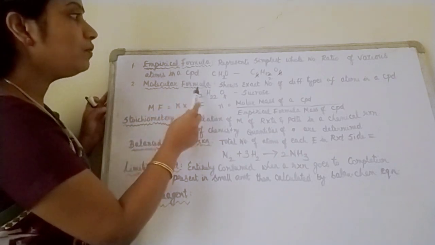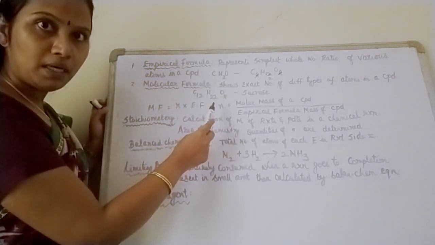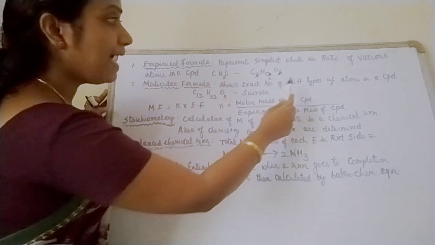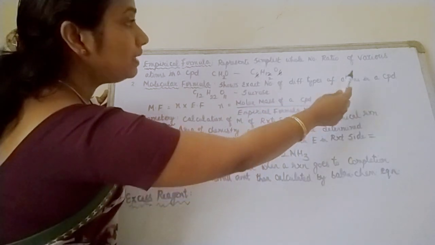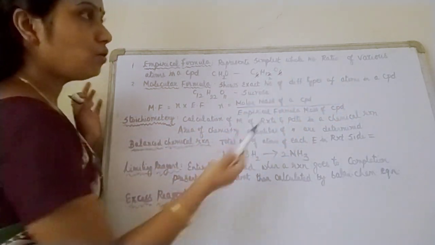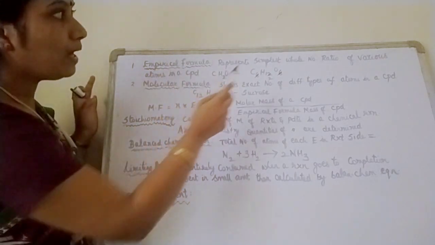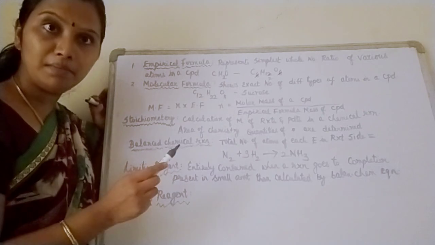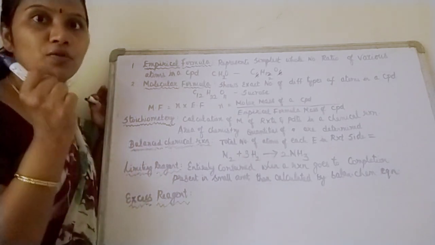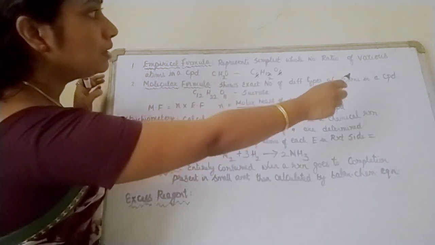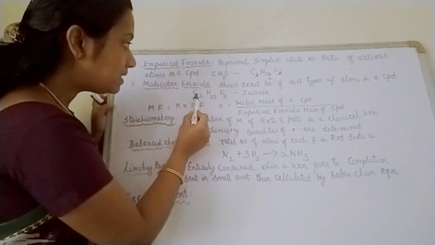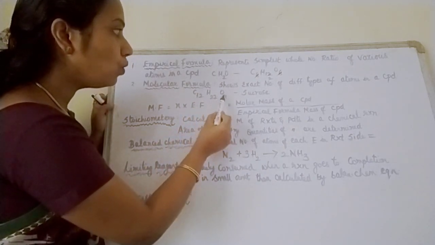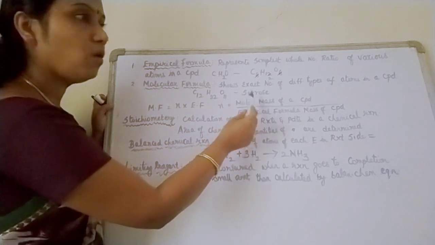What is molecular formula? Molecular formula shows the exact number of different types of atoms present in a compound. This is simple ratio and it will be telling various atoms, but the molecular formula will tell me the exact number of atoms present in a compound. Say for example, C12H22O11 is the molecular formula of sucrose.